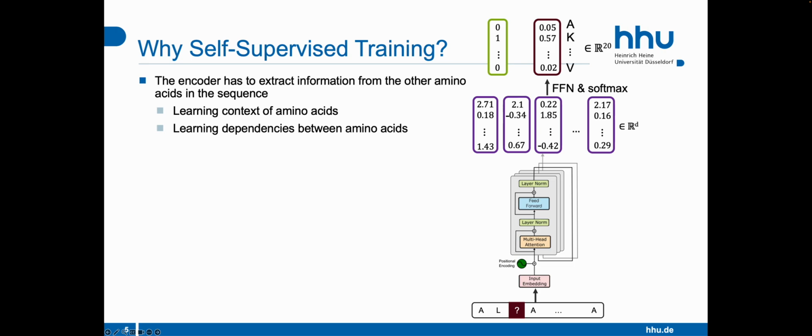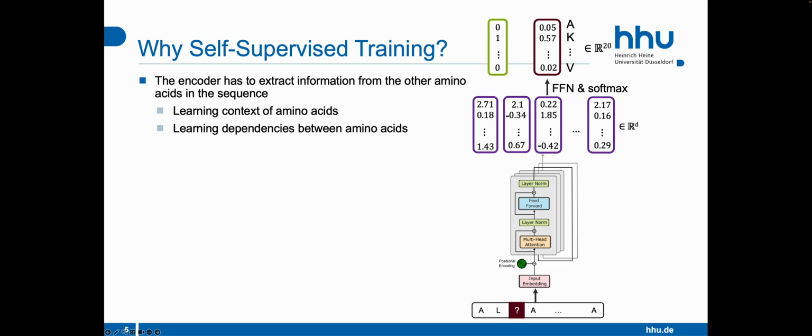To successfully solve this task of predicting the type of a masked amino acid, the model must extract information from the other amino acids in the sequence. In doing so, the model learns the context in which the amino acids are located, and it also learns the dependencies between these amino acids, which is critical to understand protein structure and function.